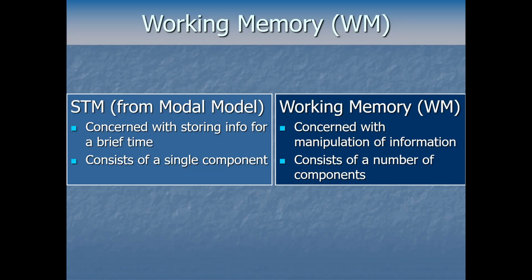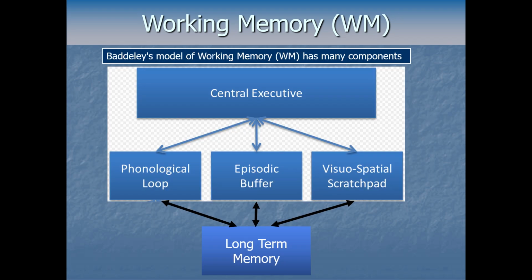At its most basic, we could compare working memory to the old way of thinking about it by saying, first, that working memory is concerned primarily with manipulation of information rather than just storage of information. And second, that working memory is not one single box, but consists of a number of different components working together, rather than just one kind of storage place.